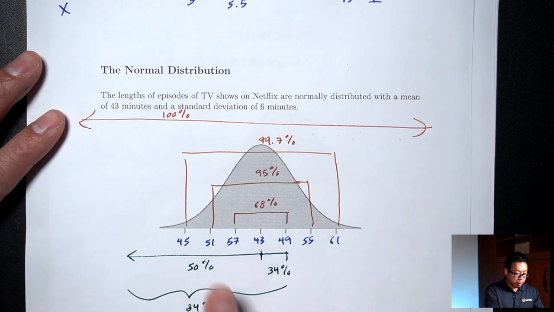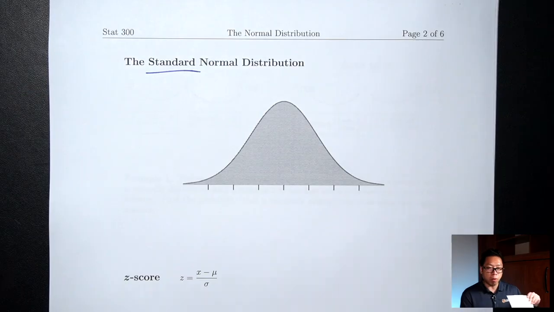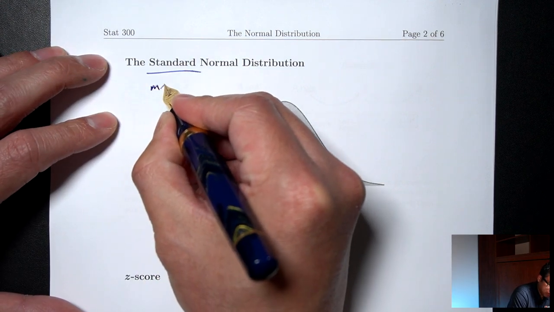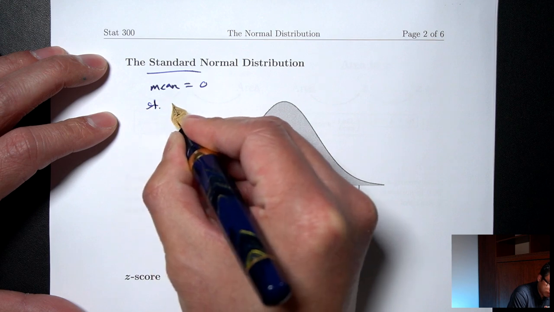What will differ will be the numbers at the bottom, which have to do with the mean and the standard deviation. So standard just refers to the simplest possible situation where the mean is zero and the standard deviation is one.